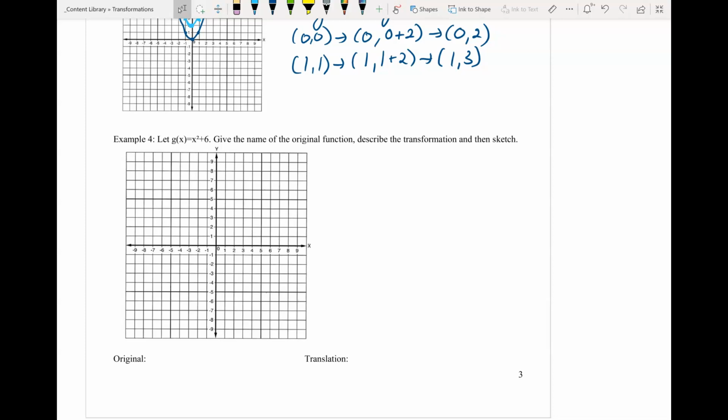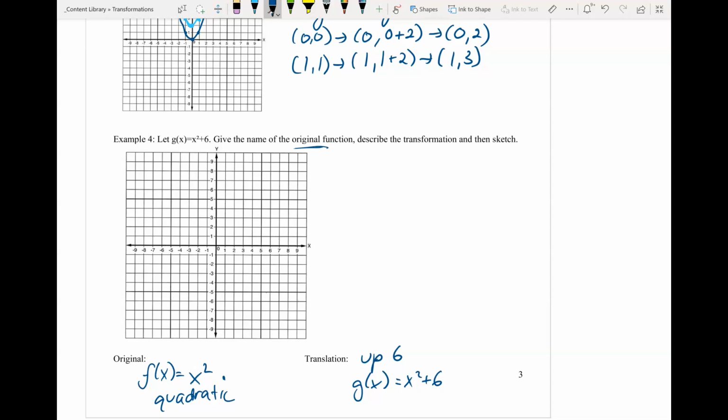Let's look at the next example. So it says, let g of x be x squared plus 6. Give the name of the original function and then describe the transformation. So you can tell that the original function is your quadratic, which is x squared. And this plus 6 means that we went up 6. And our function for g of x is x squared plus 6.